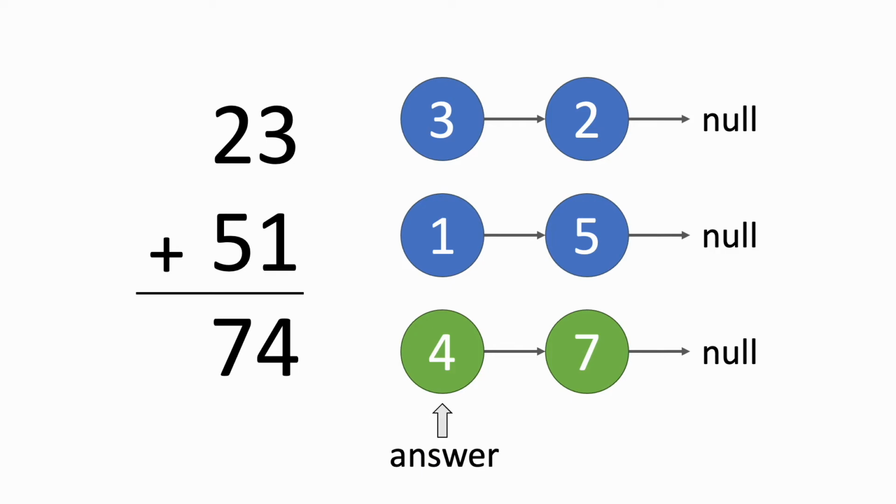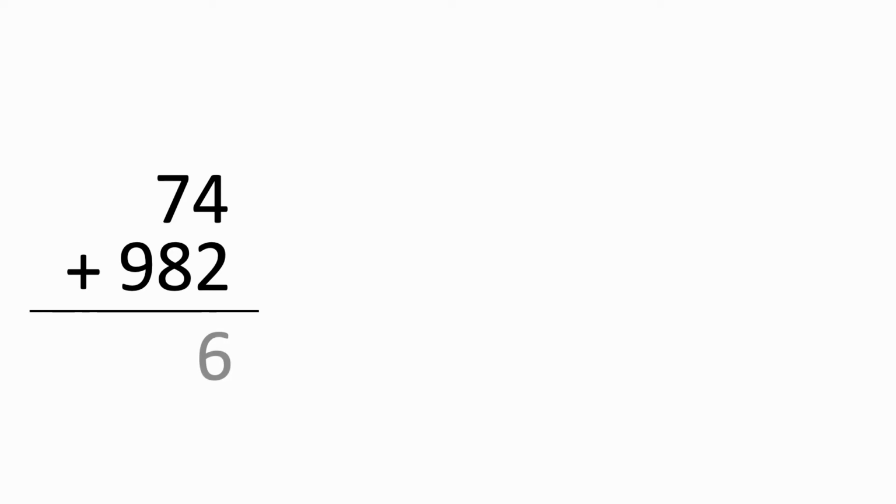Now this was an easy example, but it turns out it's not that simple. For example, what if the two numbers we needed to add were 74 and 982? This is more complicated because now a carry to the next digit is generated, so we'll need an additional variable to keep track of the carry.